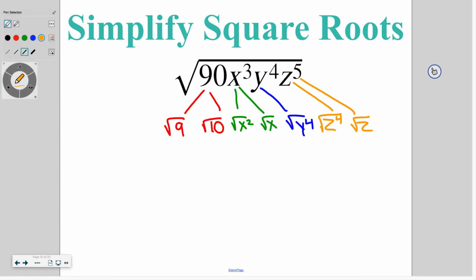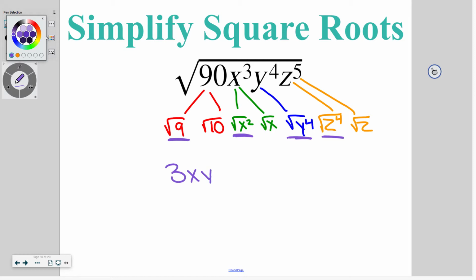Now for the final answer, we're going to take the square roots that we can. So we can take the square root of 9, x squared, y to the fourth, and z to the fourth. Square root of 9 is 3. Square root of x squared is x. Square root of y to the fourth is y to the second. Square root of z to the fourth is z to the second.